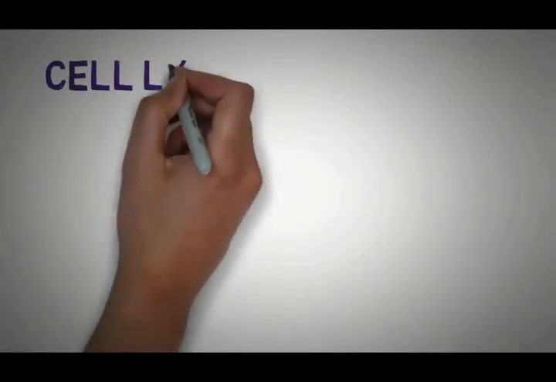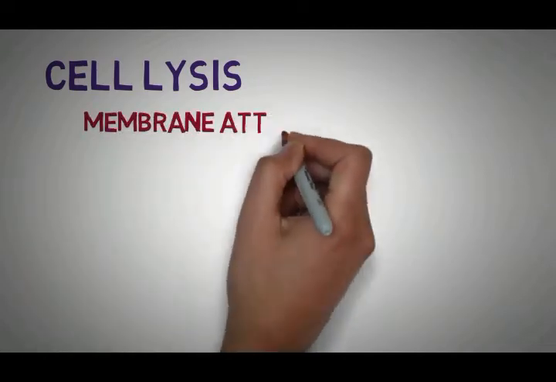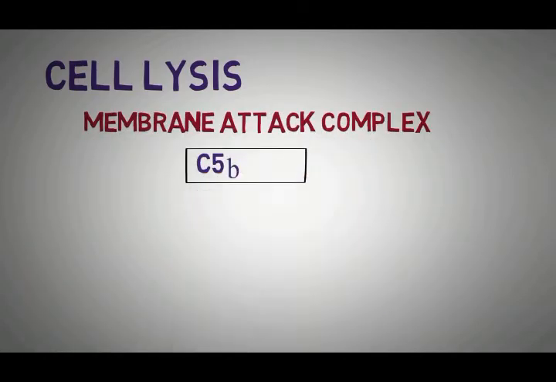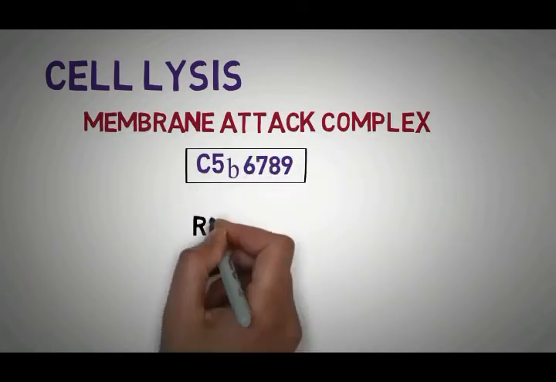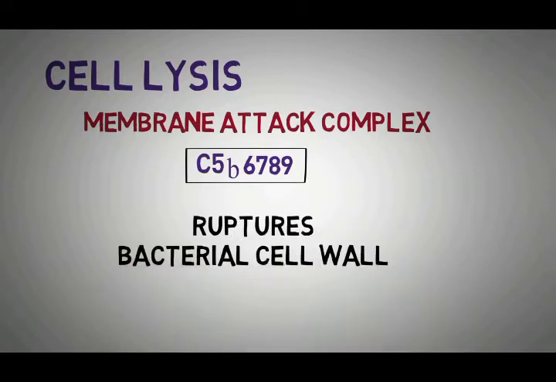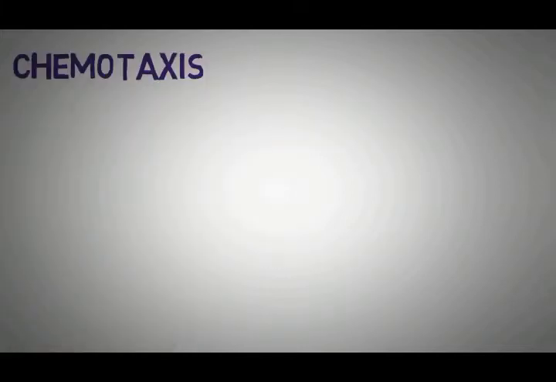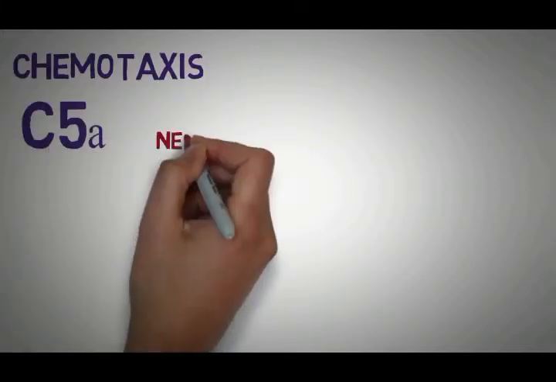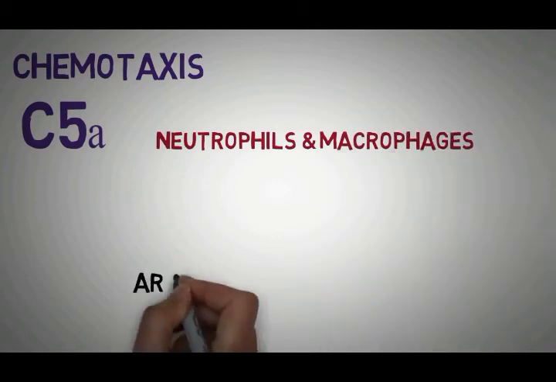The second immune effect is the cell lysis. The membrane attack complex, the C5b6789, has an effect of rupture of the bacterial cell wall, which destroys a large amount of bacterial load. The third effect is chemotaxis, where factor C5a attracts the neutrophils and macrophages to the area where the antigen is present.